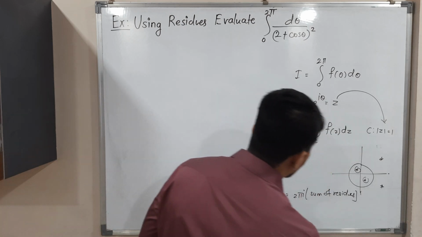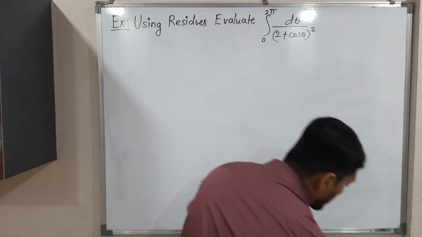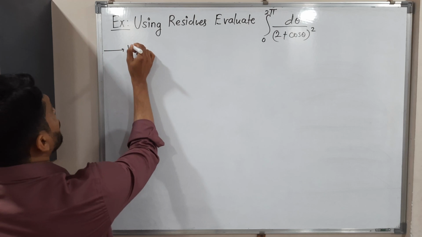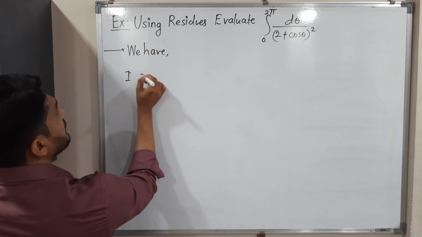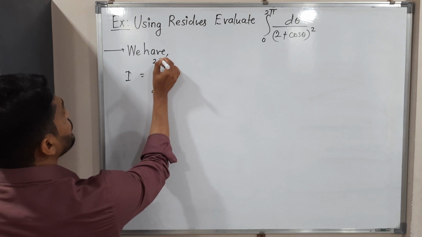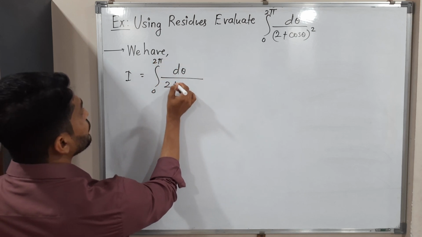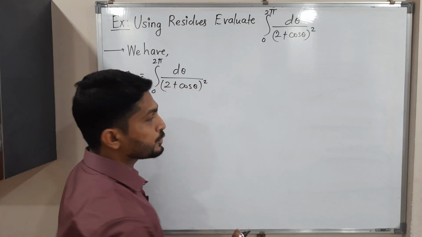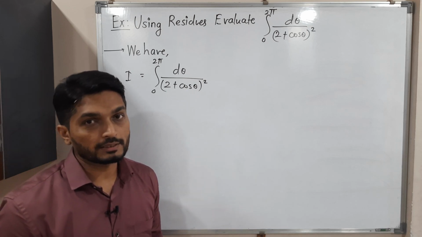So let me remove this part. Let us call the given integral as I. We have I is equal to integration 0 to 2 pi d theta upon (2 plus cos theta) whole square. So tell me what should be our substitution. I have already told you it is e raised to i theta is equal to z.